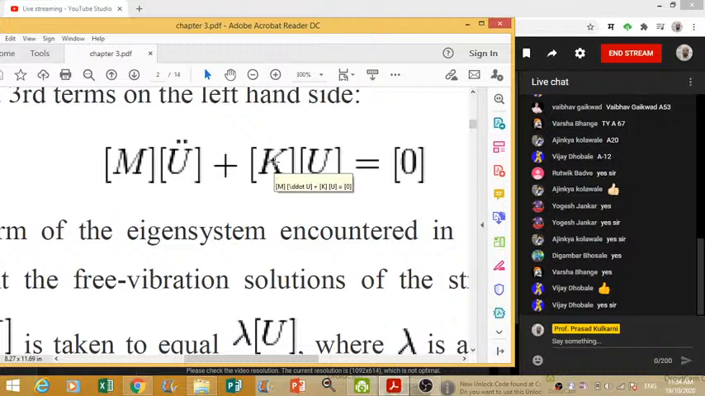So it has a dependency on the mass. If density is not there, the software will not give you the results of modal analysis. I am repeating the statement: if you do not enter density in the software, it will not give the results of modal analysis. It may be transient or it may be harmonic.